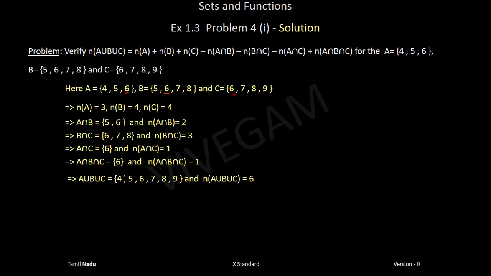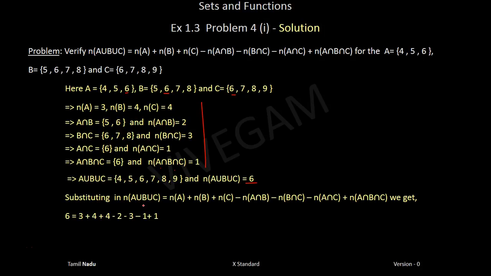Next, you have to find A union B union C. Combine all these sets: 4, 5, 6, 7, 8, 9. Because 5, 6 is repetitive and 6, 7, 8 is repetitive here, we will drop them. 4, 5, 6, 7, 8, 9. And how many elements are there? 1, 2, 3, 4, 5, 6. So n of A union B union C is 6, which is your LHS. Now, you substitute all these values in this equation and calculate the right side.